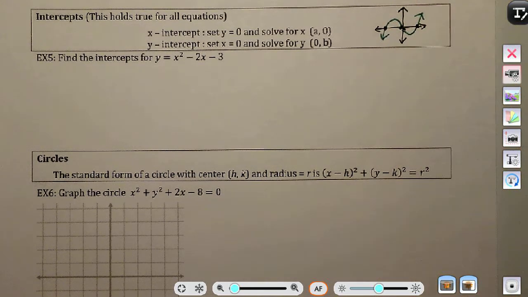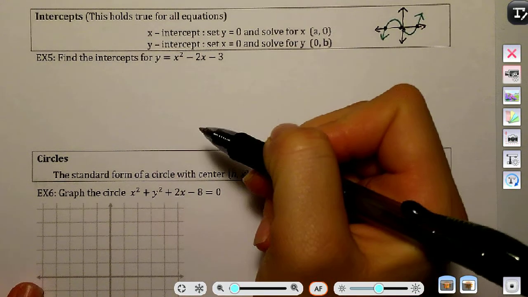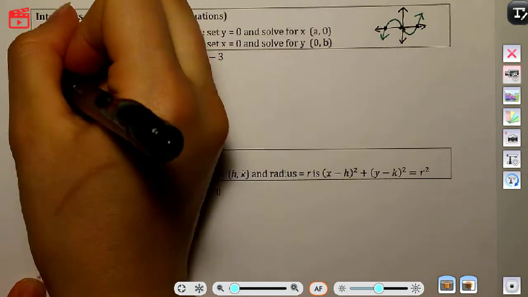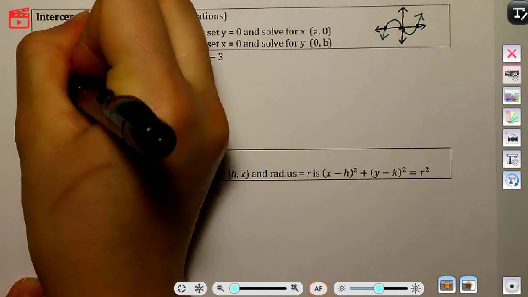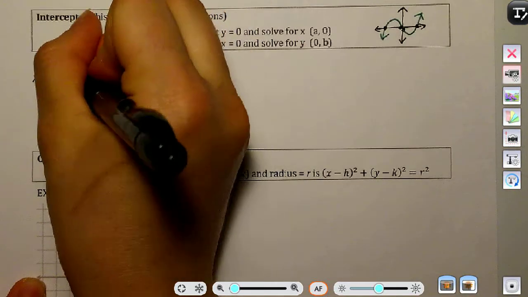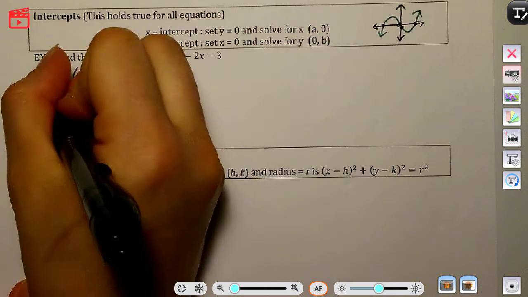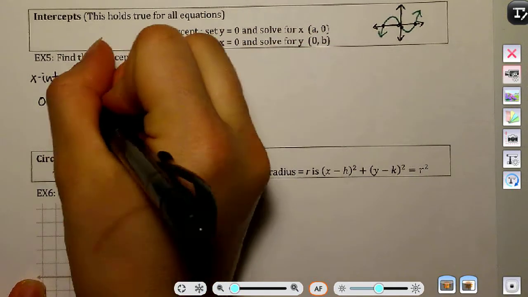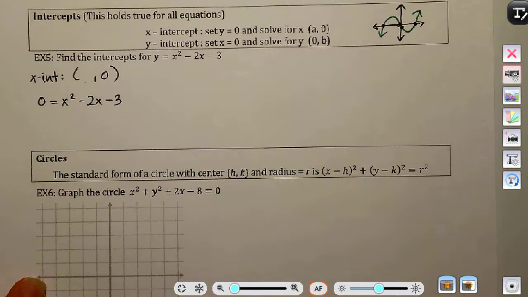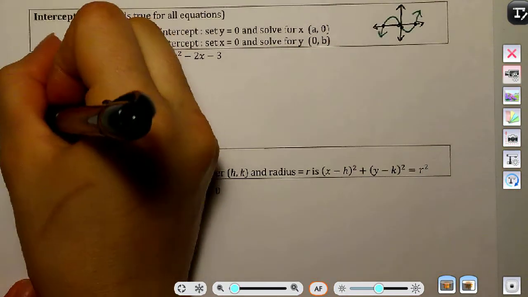Okay. So for example 5, it says find the intercepts for y equals x squared minus 2x minus 3. Okay, so 2 intercepts. Let's find the x-intercept, which means we're going to set y to 0. Let's do that. So setting y to 0, we have 0 equals x squared minus 2x minus 3. Ooh, that's a quadratic. Let's go ahead and factor that to solve for x.